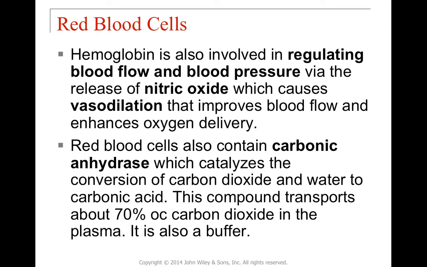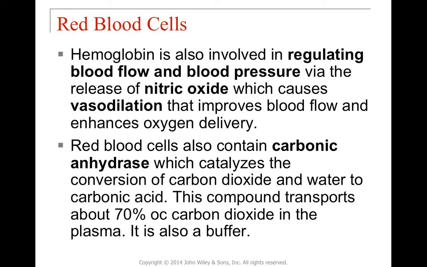Hemoglobin has other roles as well in the blood supply. It's involved in regulating blood flow and also blood pressure. And it does that by releasing nitric oxide. Nitric oxide helps vasodilate. So vasodilate basically just means that the radius of the tube is going to get larger, so dilation, getting larger. And that's going to allow more blood to go through in a shorter period of time, and that's going to help enhance the delivery of oxygen to the tissues.